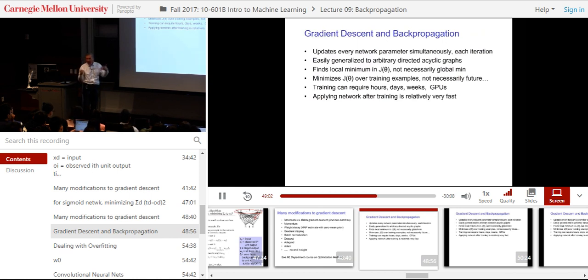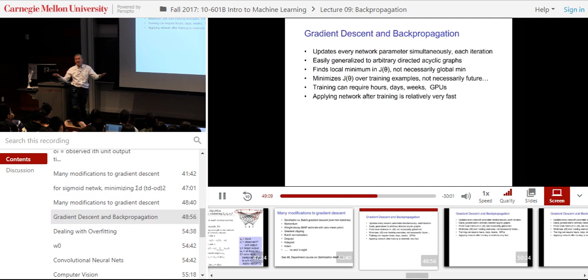here are things that you should have gotten from the discussion so far. It's updating every one of the network parameters simultaneously on each iteration of gradient descent. It's easy to generalize it to arbitrary directed acyclic graphs. You saw how we just used the chain rule to calculate the derivatives we need. I'm sure if I gave you a different directed acyclic graph, you could derive through the chain rule the derivatives you need for that. It finds the local minimum of the cost function, not necessarily the global minimum.